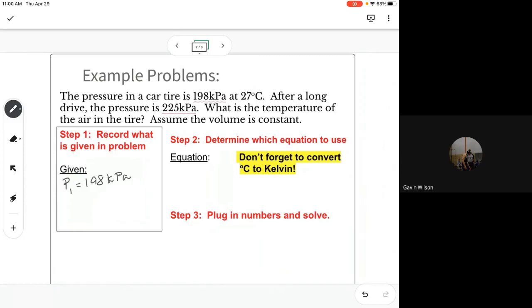Andrew, what else do we know from the second example? Do you see it in your notes? 27 degrees Celsius, which is a temperature. So what do we have to do to Celsius? We have to convert it to Kelvin. So before you plug in any numbers for Celsius, you always have to convert to Kelvin. So if we have Celsius, we add what number? 273. So if we have 27 plus 273, what does that give us? 300, yep.